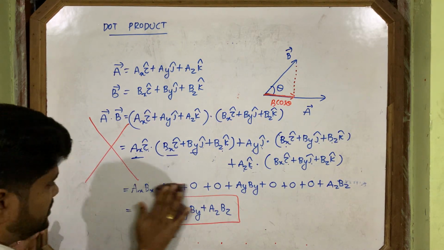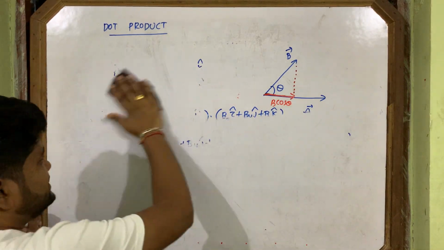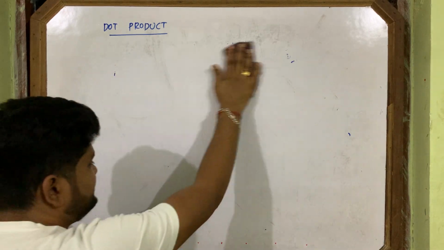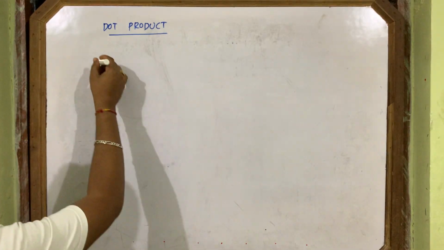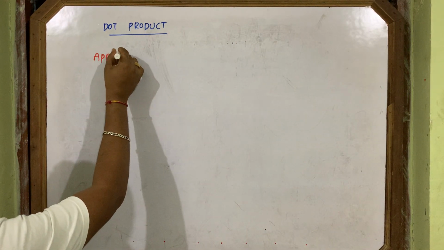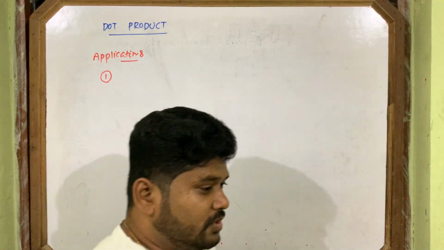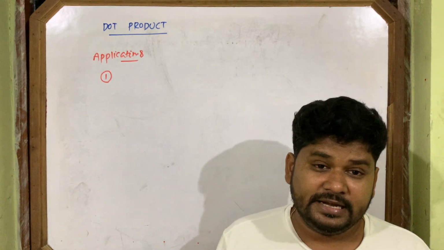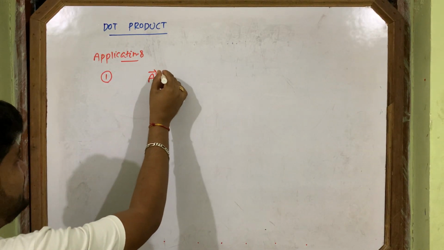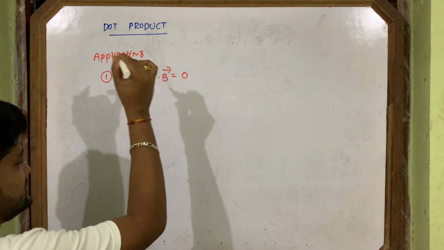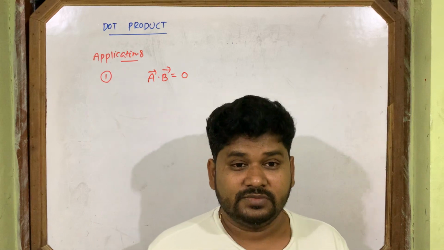So now we'll come to the applications of dot product. By reading this dot product, what advantage do we have? Where can we use this dot product? Now let's come to application 1. We can test the perpendicularity of two vectors. I had already told you we can test the perpendicularity of two vectors, and this is the condition for perpendicularity: a vector dot b vector is equal to 0.